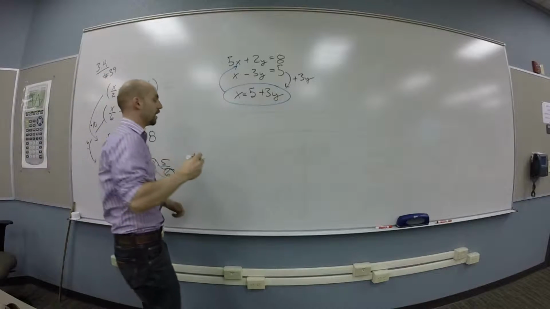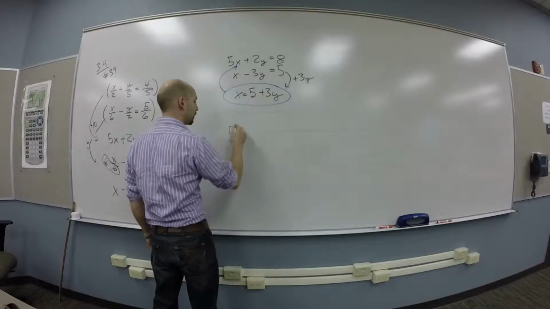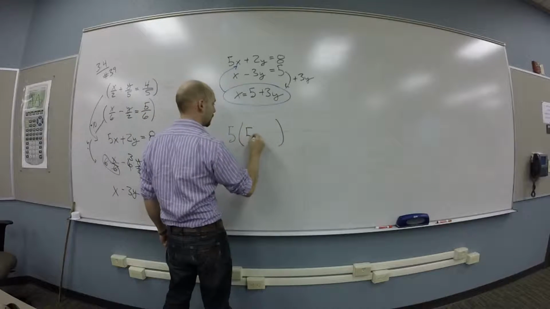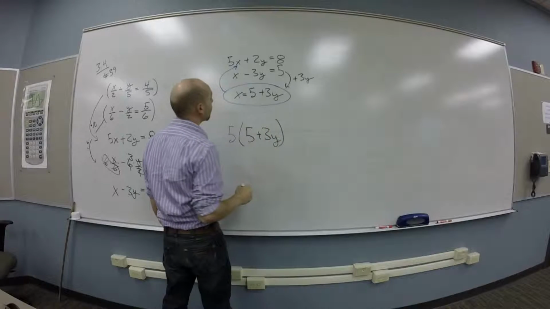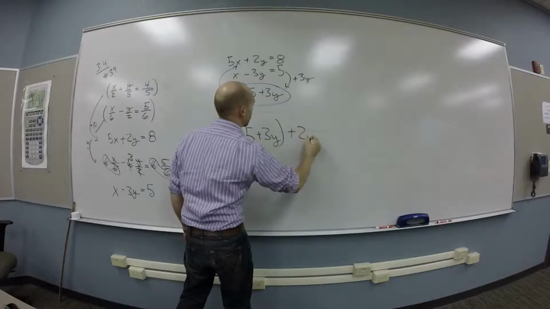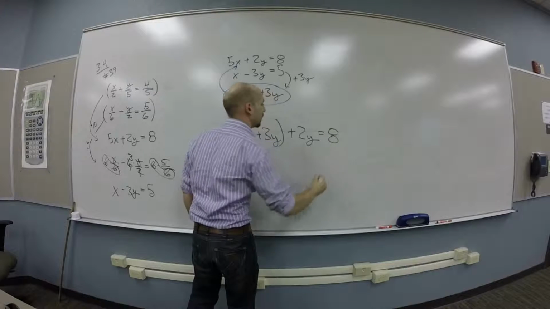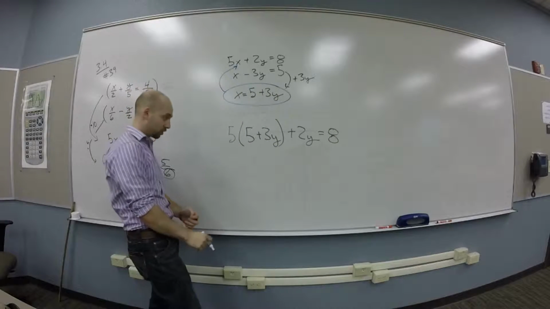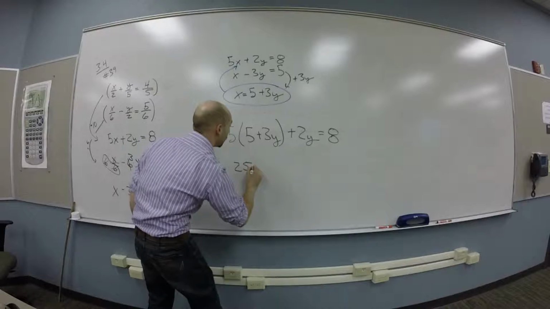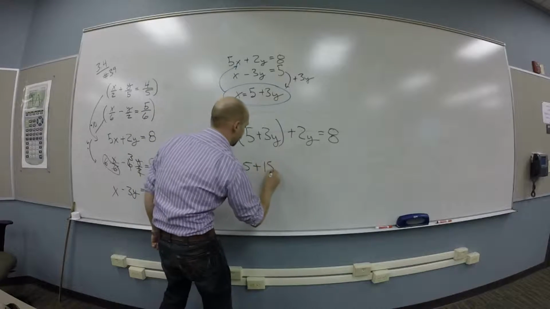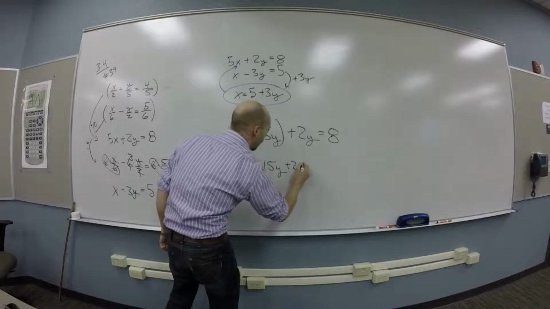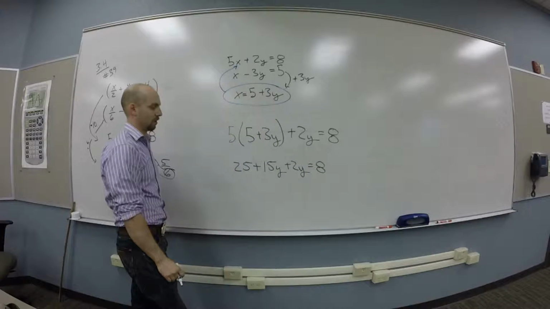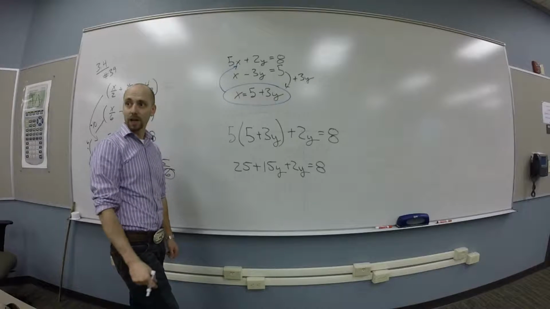Okay, so I get 5 times 5 plus 3y plus 2y equals 8. And you can then multiply it out, distribute. So I got 25 plus 15y plus 2y is 8. And you can just combine the ones too. Okay, so now I should look for like terms, right?